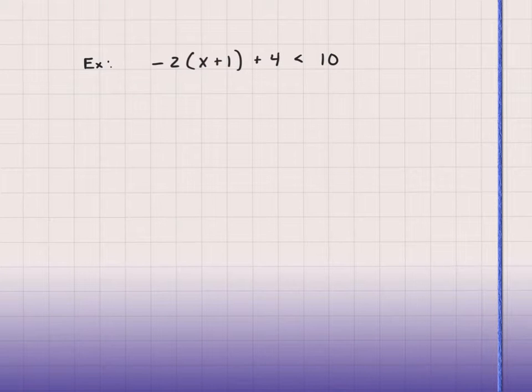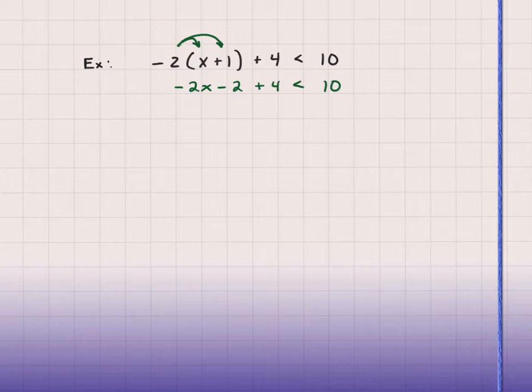So again, here we have another inequality. All right, we're going to attack it just like we would if this was an equation to start with. We want to simplify each side. So I'm going to simplify the left side. The right side is just a 10. We can't do anything with it. So let's go ahead and distribute this negative 2. So negative 2 times x is negative 2x, and negative 2 times 1 is negative 2. And plus our 4.